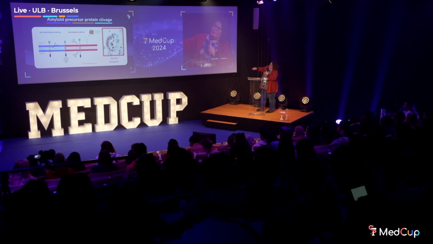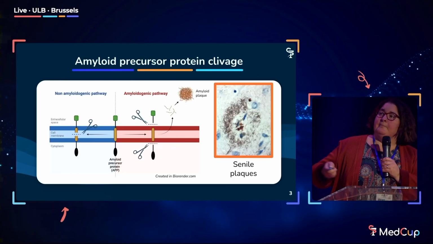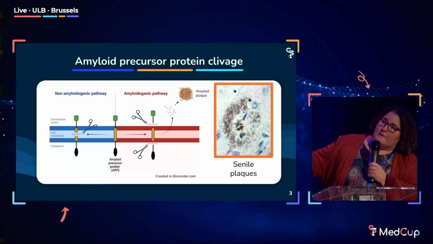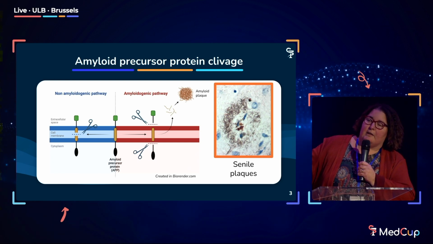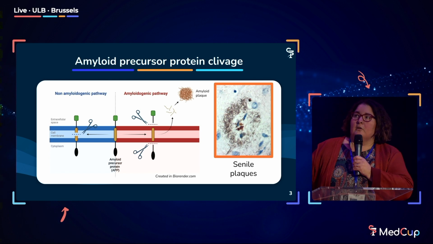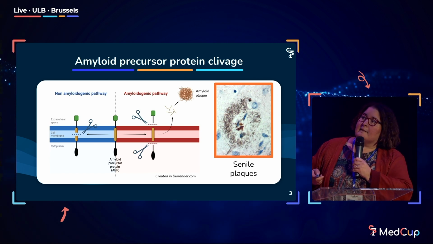In the amyloidogenic pathway, we have two successive cleavages. The first one and the second one will generate the amyloid peptide. This amyloid peptide accumulates in the extracellular domain or in the brain and accumulates to form the amyloid plaques. This APP, I will show you later, but this APP can have mutation in the sequence leading to the accumulation of A beta in AD brain.